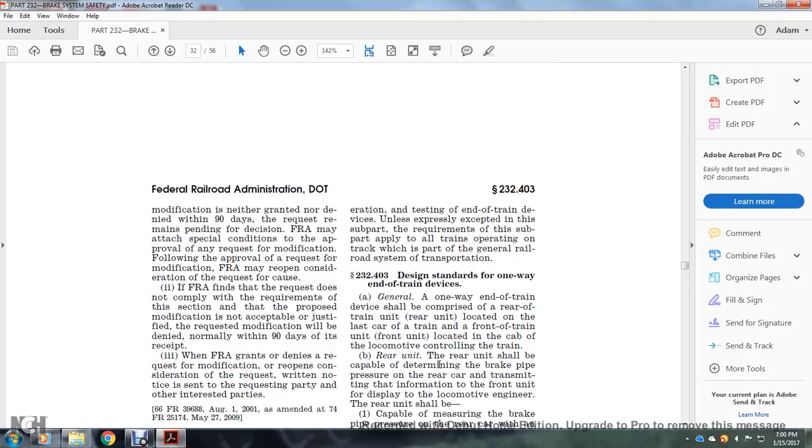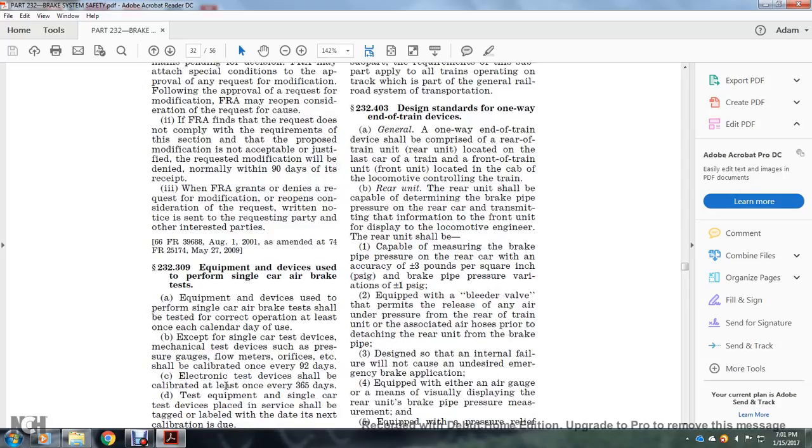Following the approval of the request for modification, FRA may reopen consideration of the request for cause. If the FRA finds that the request does not comply with the requirements of this section, or the proposed modification is not acceptable or justified, the requested modification will be denied, normally within 90 days of its receipt. When the FRA grants, denies, or reopens consideration of a request for modification, written notice will be sent to the requesting party and other interested parties.